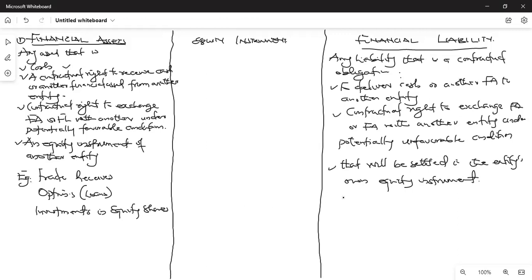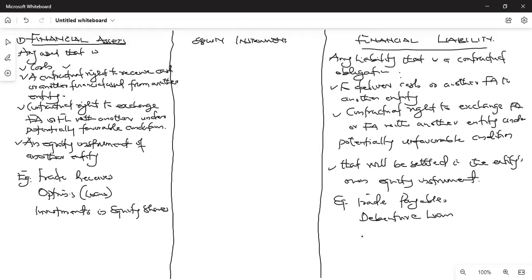Typical examples are trade payables and debenture loans. You see that it fits here, all right? With the debenture loans, you have an obligation to pay the money back, to deliver cash. Okay, so that is basically it.